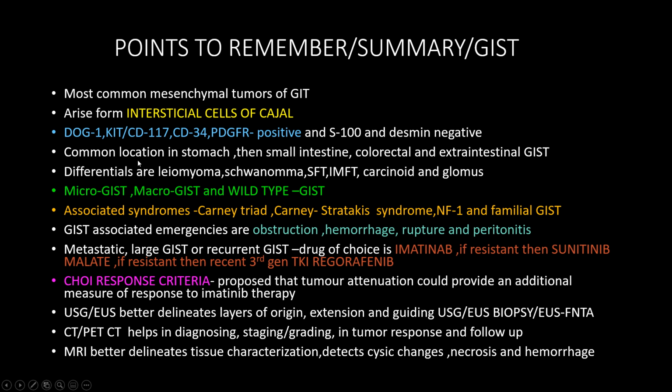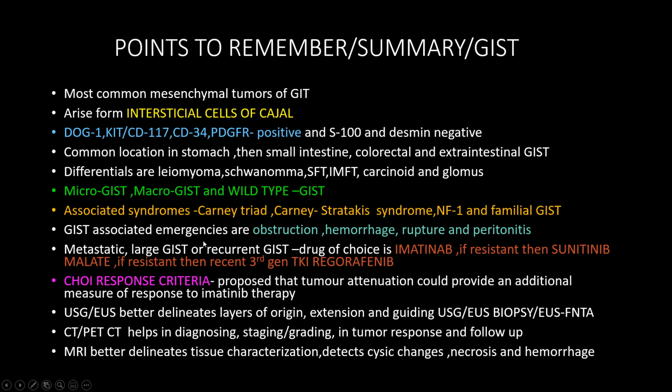Common locations are the stomach, then small intestine, colorectal, and extraintestinal GIST. Differentials are leiomyoma, schwannoma, solitary fibrous tumor, inflammatory myofibroblastic tumor, carcinoids, and even glomus tumor. Micro-GIST is less than 1 centimeter, macro-GIST is greater than 10 centimeters, and wild type GIST is either KIT or PDGFRA negative. Other associated syndromes are Carney's triad, Carney-Stratakis syndrome, NF1, and familial GIST.